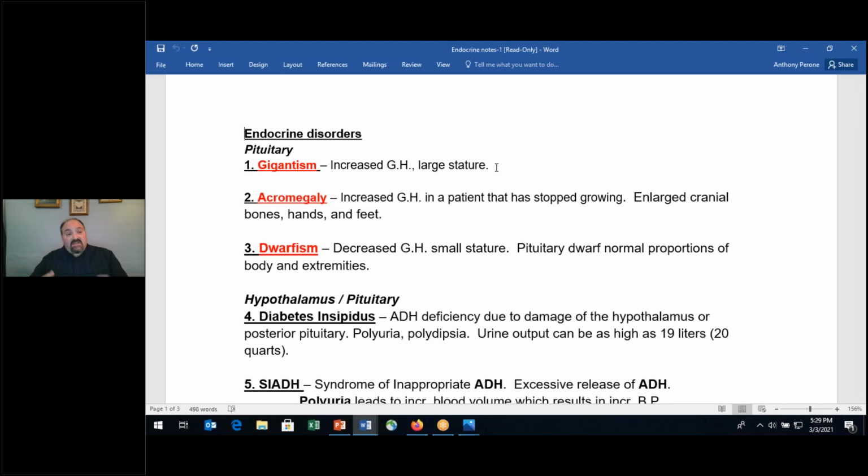tumor that's present that's causing an increased level of growth hormone to be released, and so they get to very large stature and height. In the case of acromegaly, patients stop growing as far as height is concerned, yet they're still growing as far as their cranial bones, their facial bones, their nose, their hands, their feet. It's pretty profound to look at examples of acromegaly.